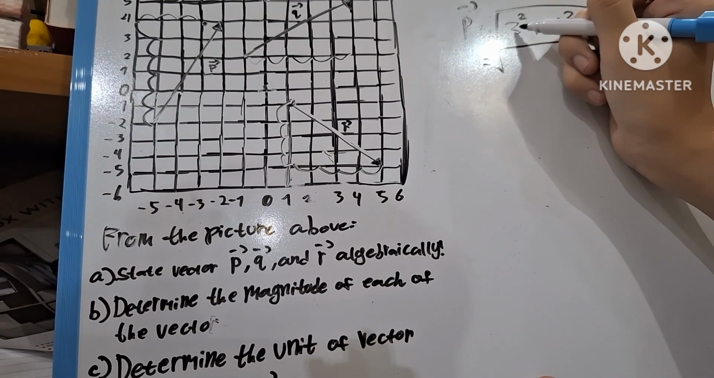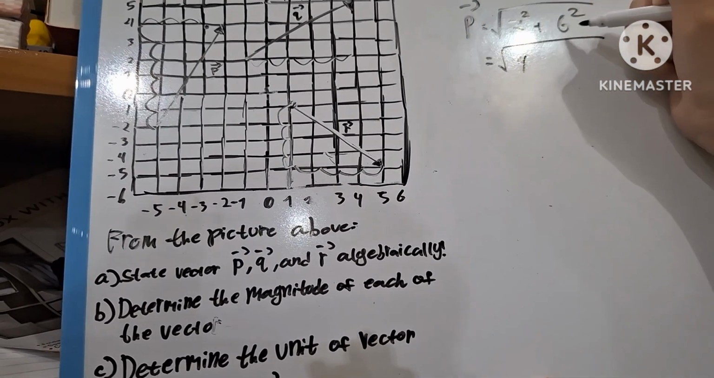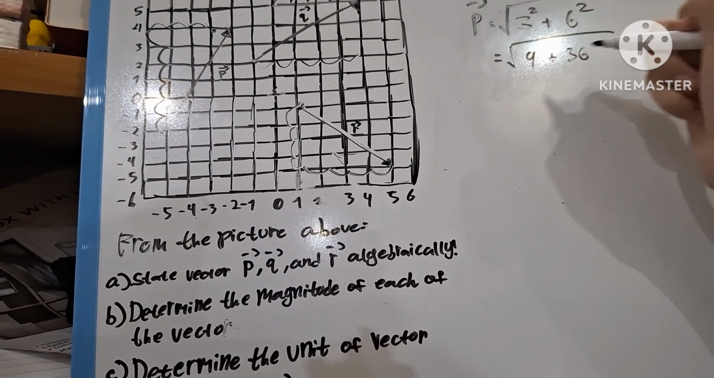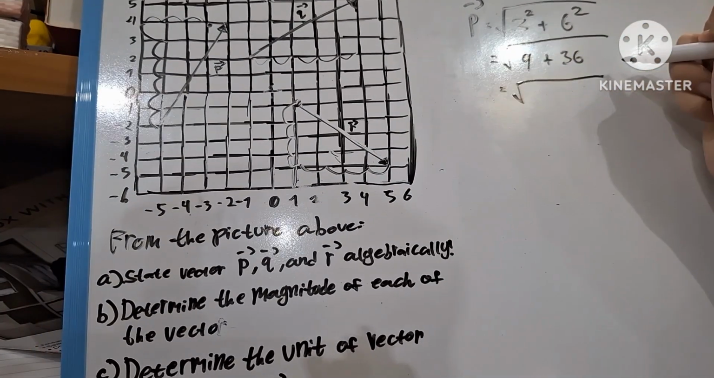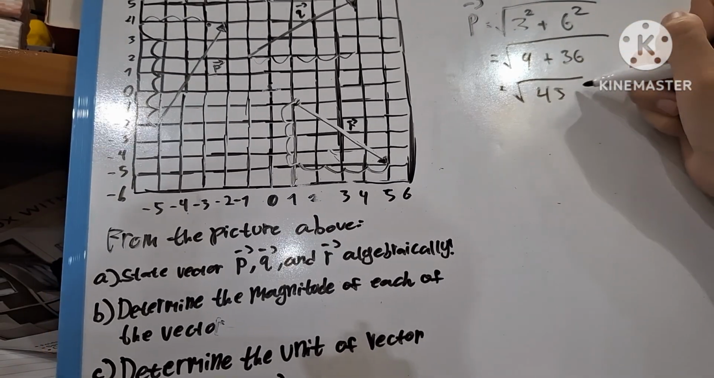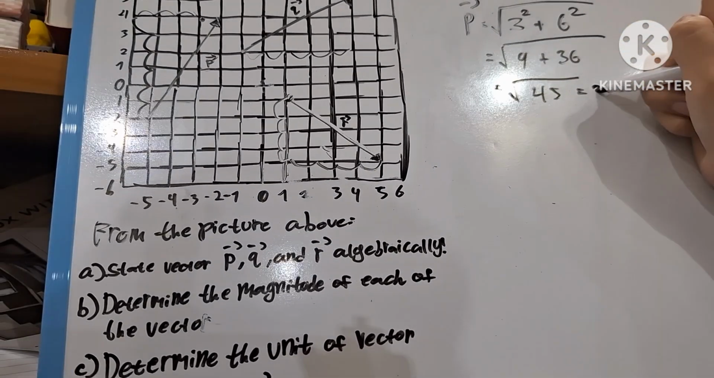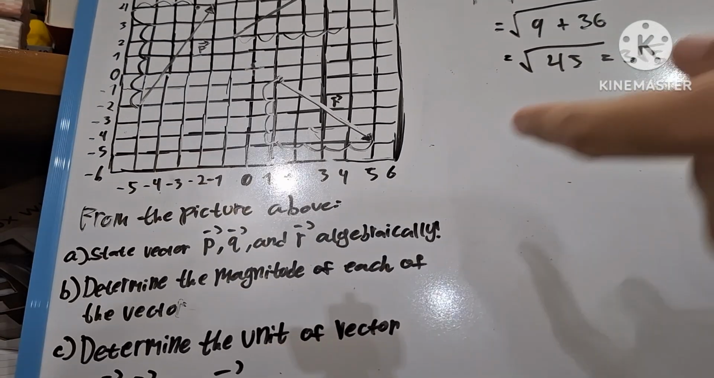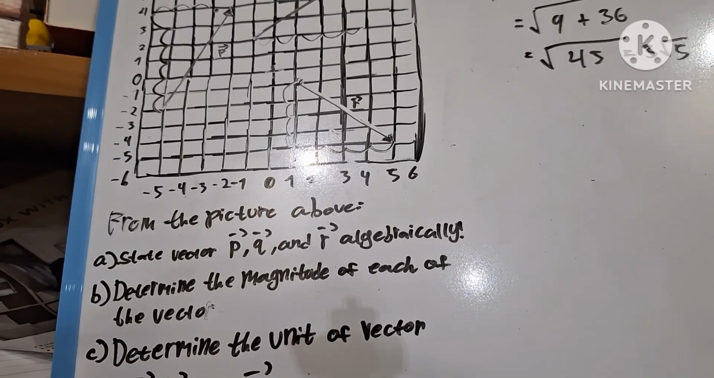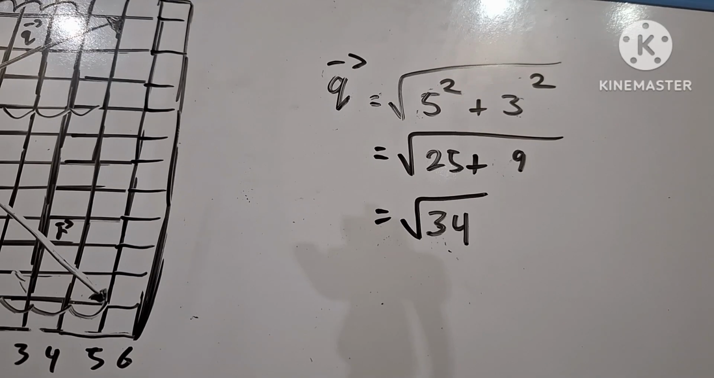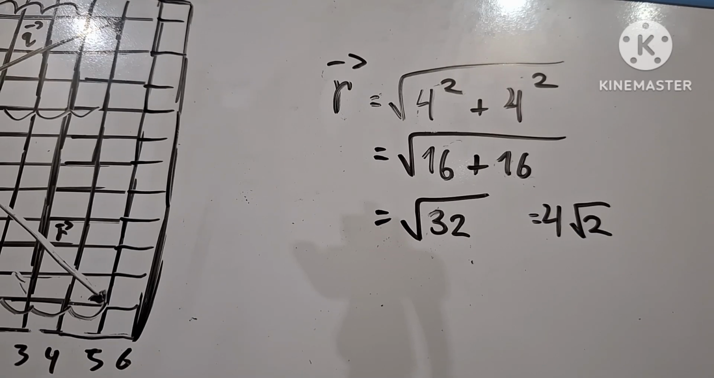Then we'll go down and make another root again. 3 times 3 makes 9. Then 6 times 6 makes 36. Add those numbers together and you'll get 45. And from 45, you can simplify it to 3 root 5. And with that, this will be the result for P. Using the same steps again, you would get the results for Q and R.